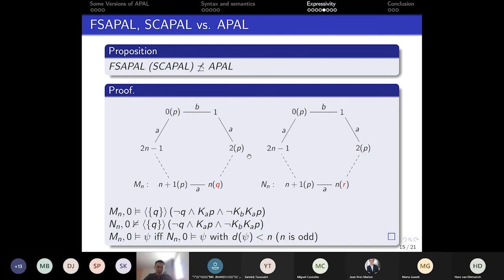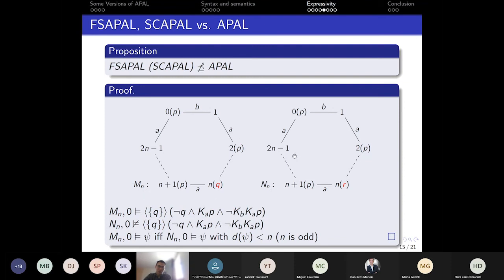We have two classes of models, and we have an FS-APAL formula, and this FS-APAL formula is true on all models in one class and is false on the other one. This is because now we introduce these two classes of models. The first one we call MN, and the second one we call NN.